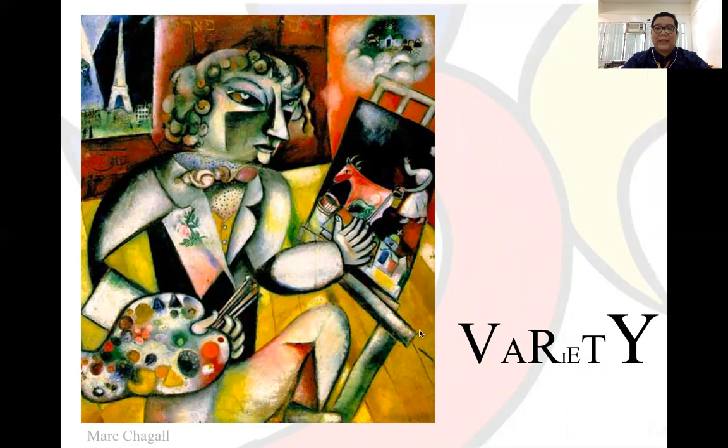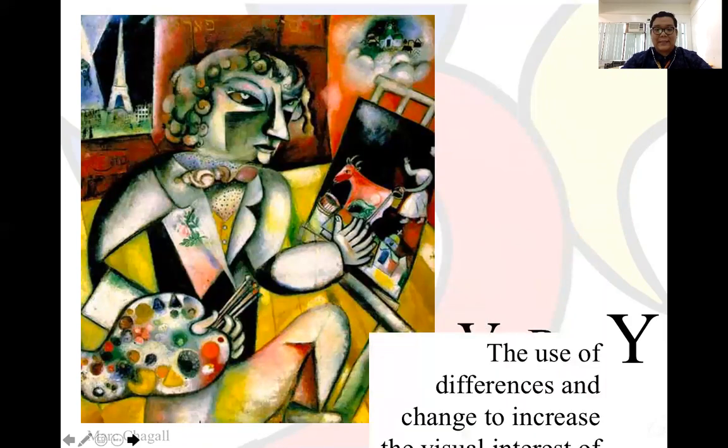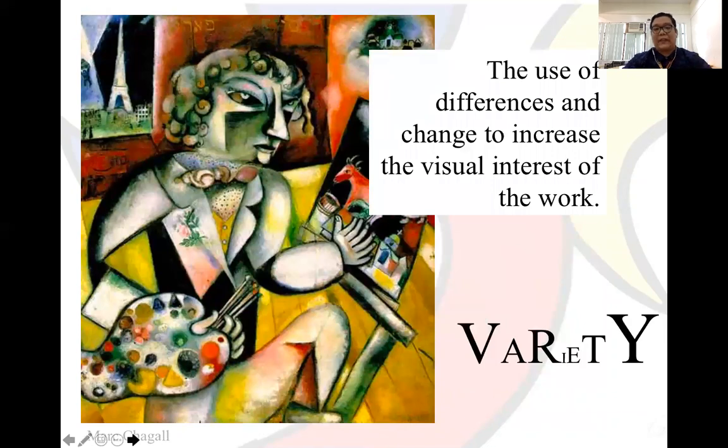So it's very important that when observing variety, we also need to understand that there are certain elements that we need to consider. For example, the mixture of different colors or the mixture of different shapes and lines. So there is variety here in this sample picture. It is the use of differences and change to increase the visual interest of the work. So in this painting alone, you could see that there is variety of color, shapes, okay, and then emphasis as well.